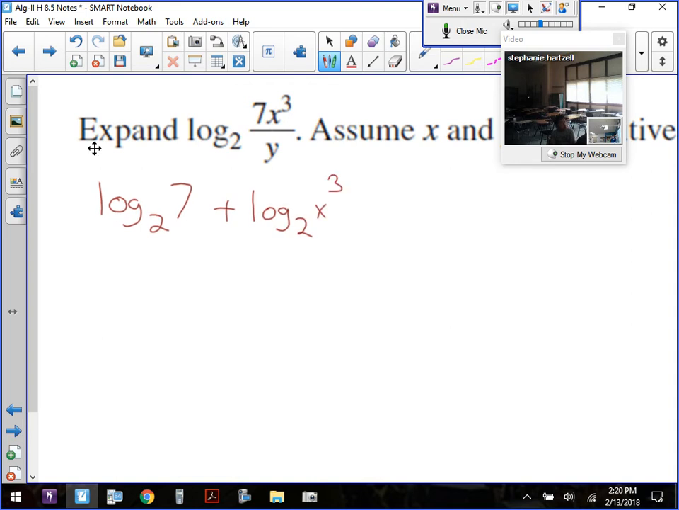But can I shortcut that and write it as 3 log base 2 of x? Or 7 times x cubed? When you have the same base, multiplying, you just split apart with addition. That's everything in the numerator, then I subtract log base 2 of y.